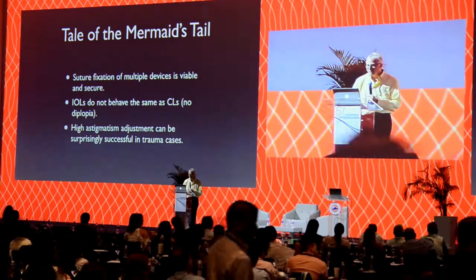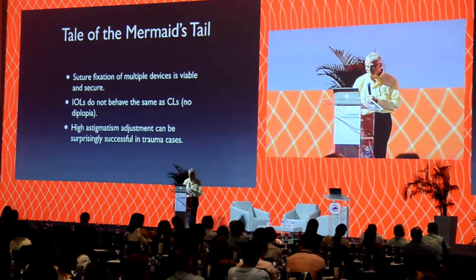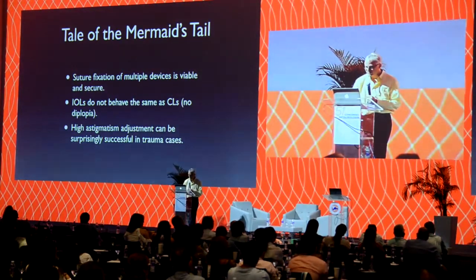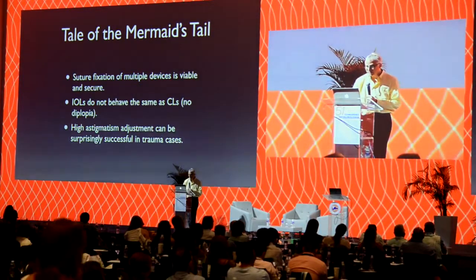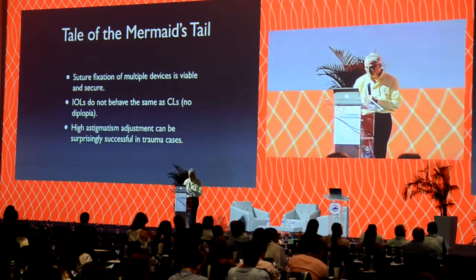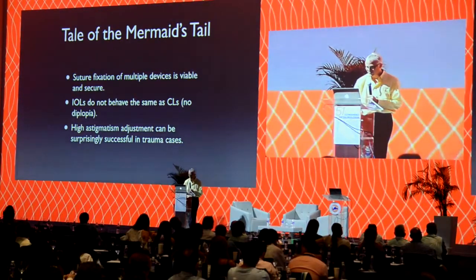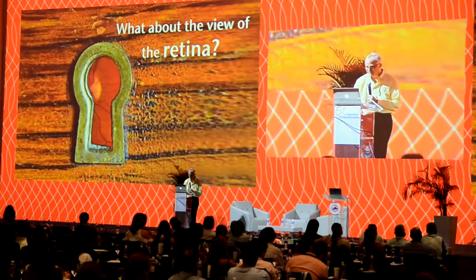So the things that are important in this case for me are that you can multiply fixate all kinds of devices to make them secure. There's no rule that you can only fixate one implant in each eye. And IOLs do not behave the same as contact lenses. Even people who are diplopic with a contact lens sometimes will get enough good vision that their diplopia goes away with a good implant. High astigmatism can be tweaked to surprisingly good amounts in traumatic cases.